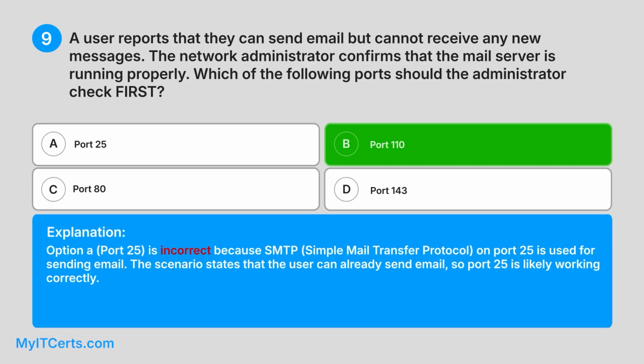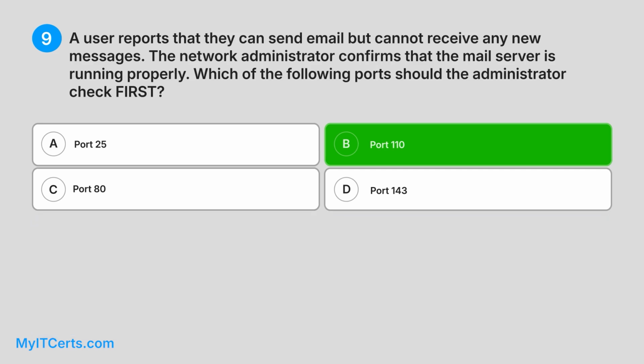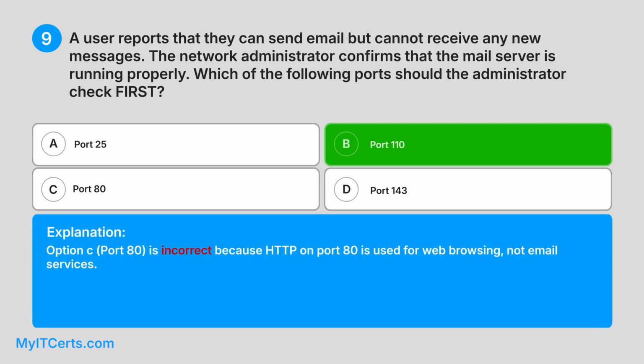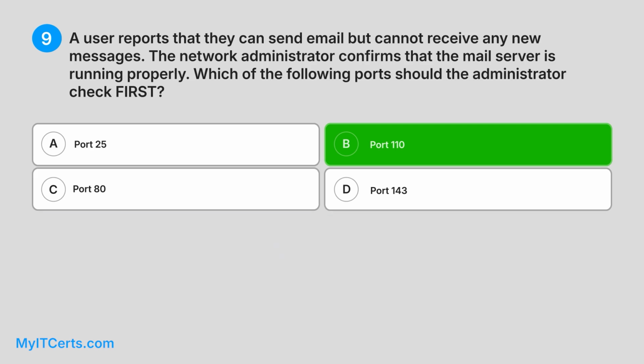Option A, port 25, is incorrect because SMTP, Simple Mail Transfer Protocol, on port 25 is used for sending email. The scenario states that the user can already send email, so port 25 is likely working correctly. Option C, port 80, is incorrect because HTTP on port 80 is used for web browsing, not email services.